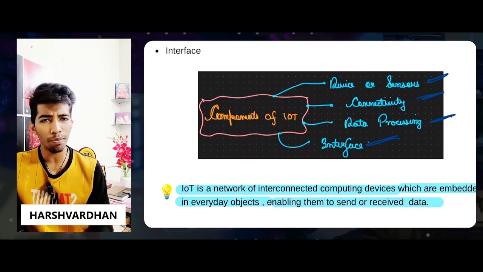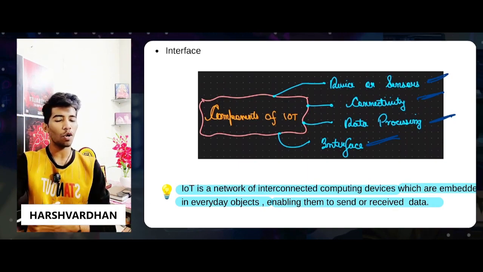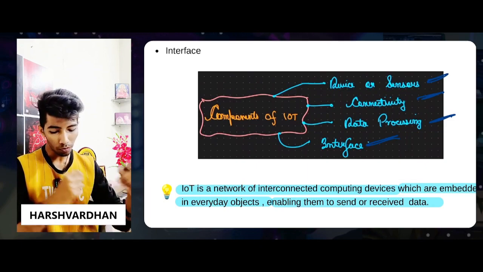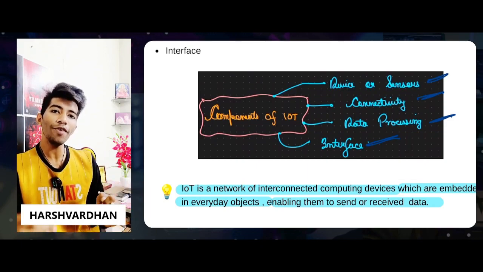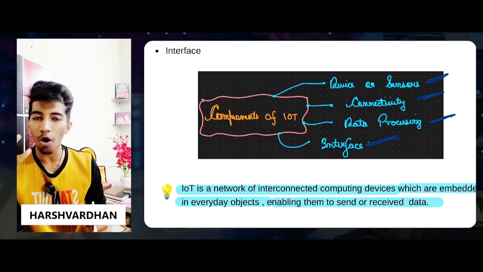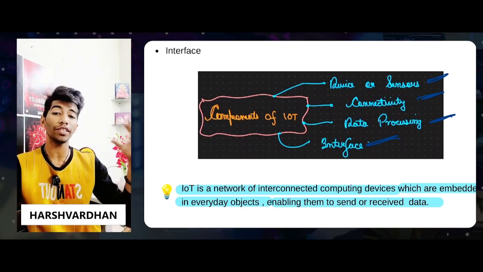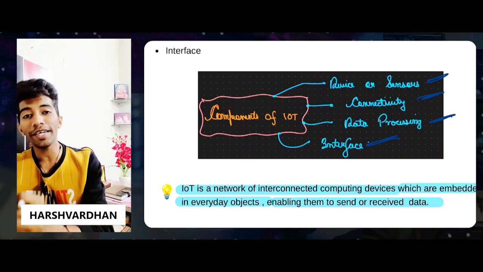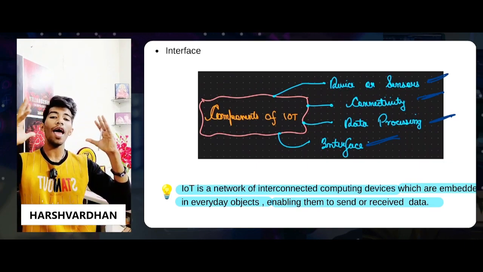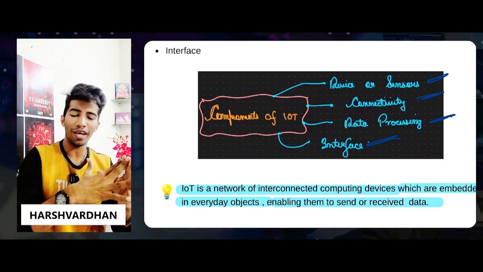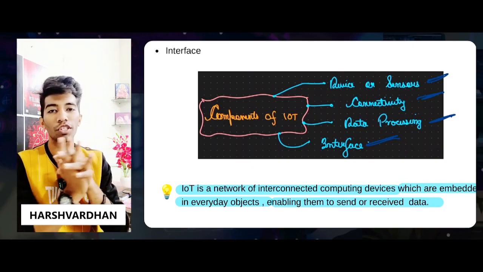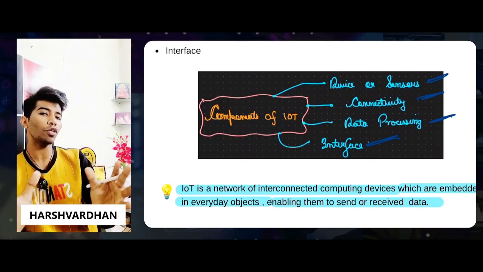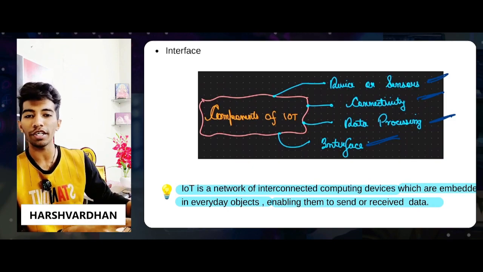So talking about the components again, let's revise it as quickly as possible. First of all, the thing which comes in the scenario is devices or sensors. Then connectivity, all these devices are connected with each other. After that, data processing, because all of these have data going through this network and there is some kind of processing which is required here. And then this processed data is shown on your interface which you use in your daily life.